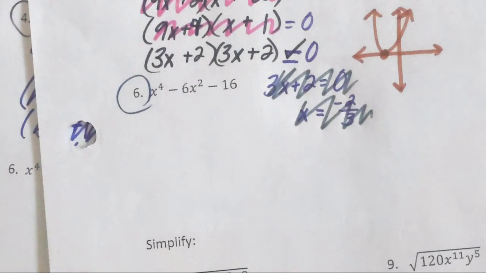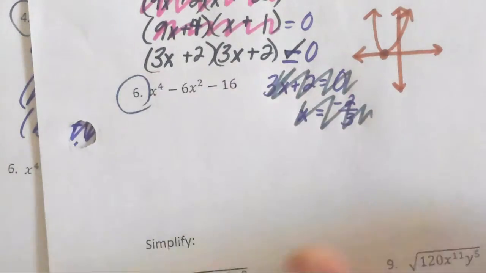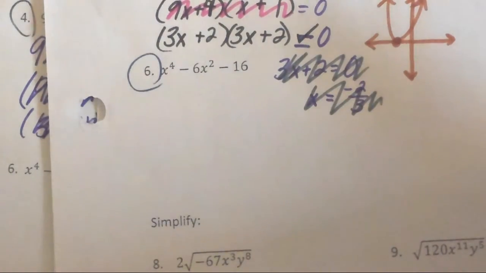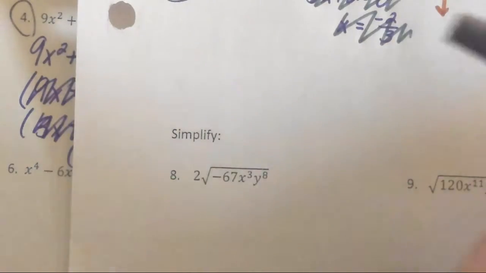Okay, so we're supposed to somehow factor x to the 4th minus 6x squared minus 16. How many terms are there? 3. So should you use grouping? No. So then I was like, okay, you can't group. Great. So why don't we pretend, and this is a trick that I genuinely forgot this morning.